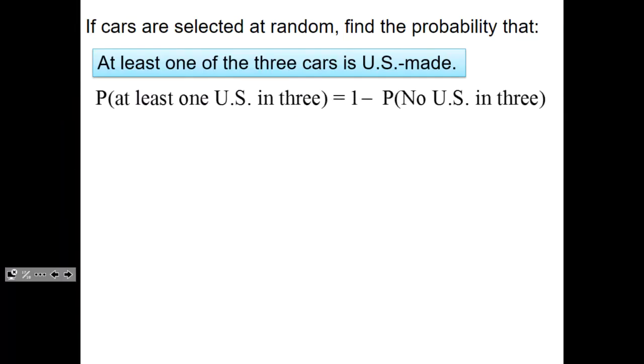So that's how we can solve it. We use the complement. At least one of the 3 was from the US? Well, that's equal to 1 minus none of them being from the US. So 1 minus 0.6 cubed, or 0.784.